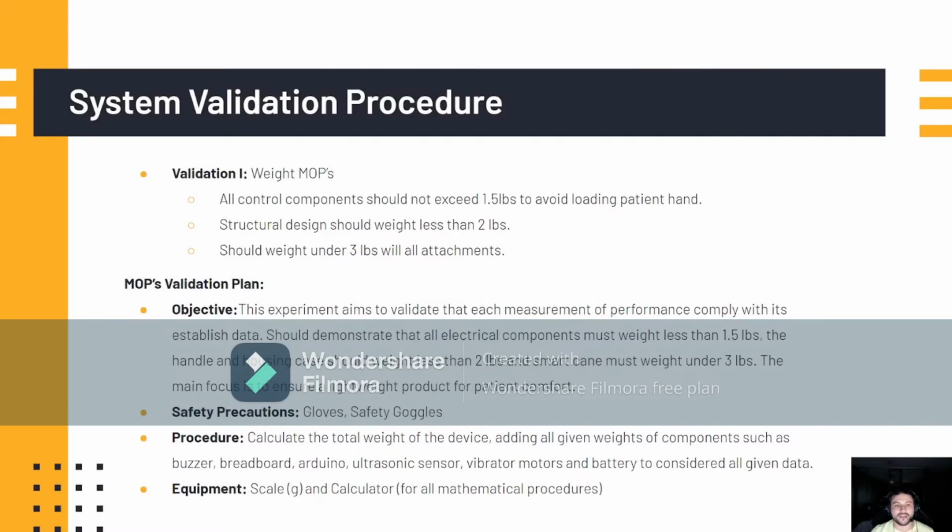For the first validation MOP, which is the third experiment, the objective of this part is to validate that each measurement of performance complies with each established data, demonstrating that all control components must weigh less than 1.5 pounds. The handle and housing case should weigh less than 2 pounds, and the smart cane must weigh under 3 pounds. The main focus is to ensure a lightweight product for the patient's comfort.